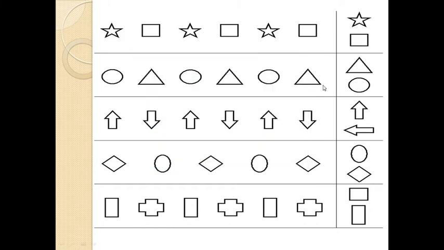Star. Here I am using oval and triangle. Oval and triangle. What comes after triangle? Oval. Here I am using next arrow, up arrow and down arrow. So what comes next? Yes, up arrow. Now down we are using diamond and circle. So what comes next? Right, circle. Like that, here we are using one shape and cylinder.